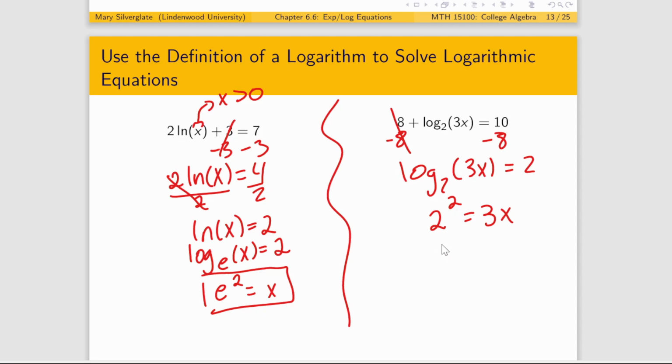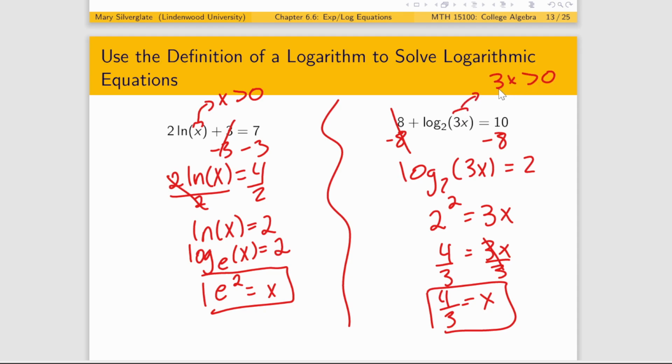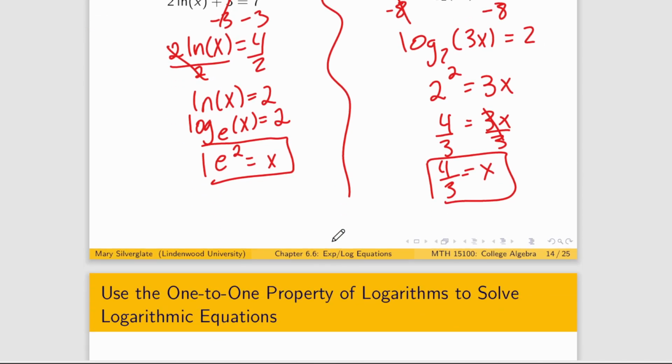2 squared is something I actually know, that's 4. And then as a final step, the last thing I would do to get x by itself is divide by 3 on both sides. So x is equal to 4/3. Then I want to double check with the domain of a log. So in particular, 3x has to be bigger than 0, which even after dividing by positive 3 on both sides means x has to be bigger than 0. So I'm okay because I got a positive 4/3.